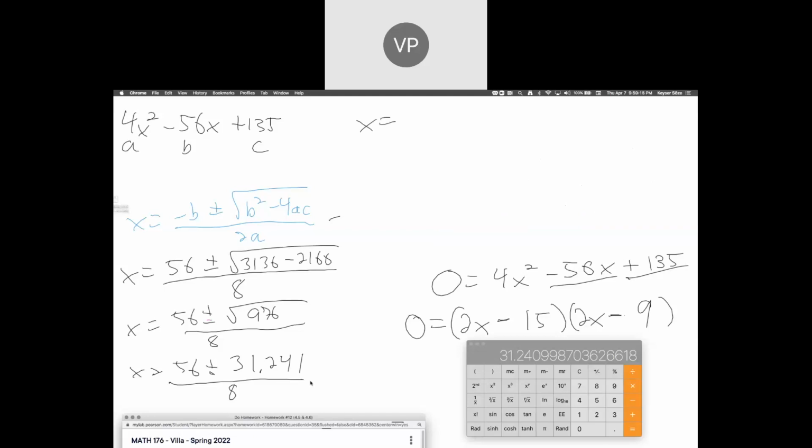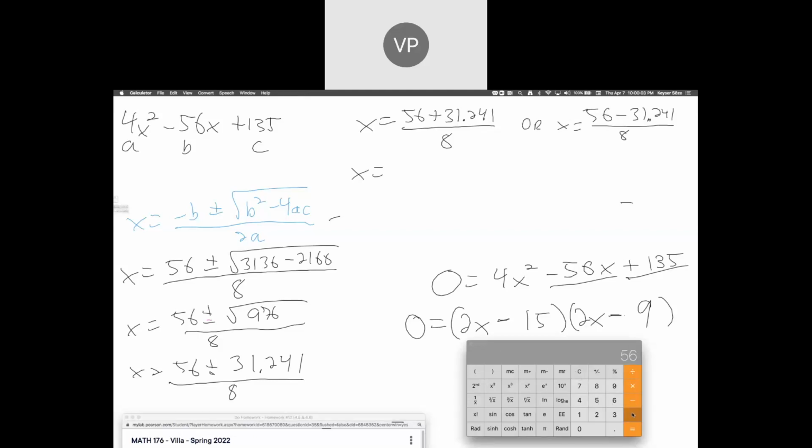So what does this mean? It means we have x equals 56 plus 31.241 all over 8. And just to be safe, I'm going to go a little bit further because I know we're going to divide in a second. But when in doubt, go a couple extra spots. So this is the first part, 56 plus the 31.241, or x equals 56 minus the 31.241. You treat these as two separate equations to get two different answers. So I'm going to take that 56 plus 31.241 and divide that by 8, and my answer is 10.91.